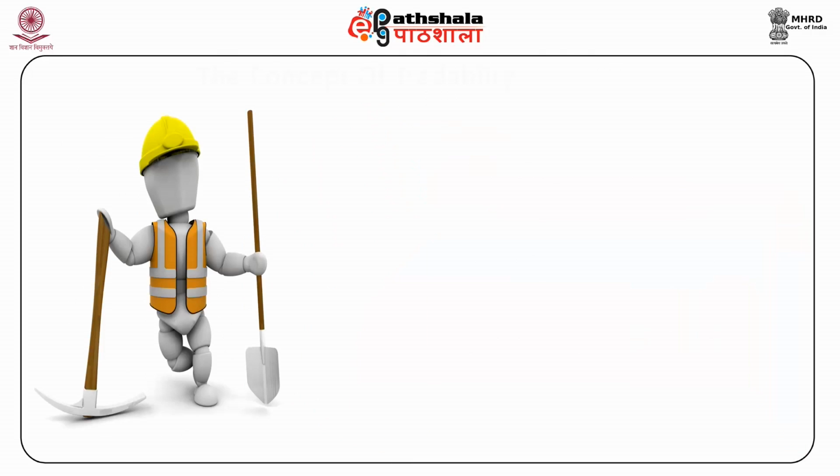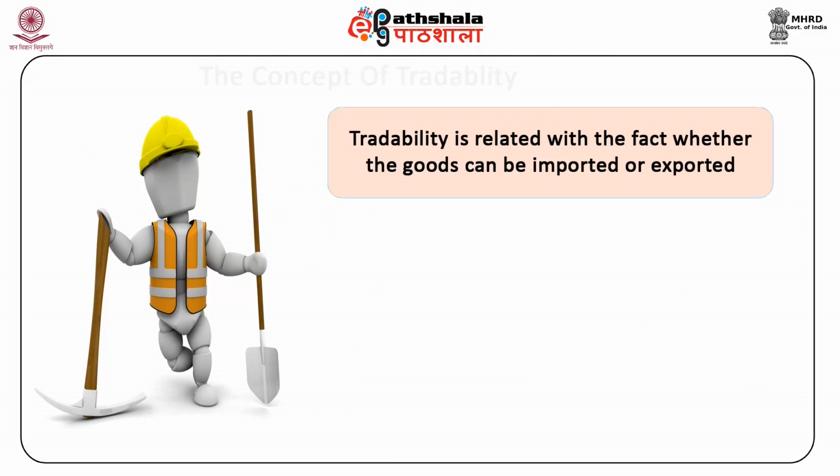The concept of tradability. Tradability is related with the fact whether the goods can be imported or exported. When any country produces in excess of its requirement, the surplus is exported. On the other hand, if there is unsatisfied demand, the shortfall is met through import of that material. A good is said to be tradable if the good can be imported instead of domestic production and can be exported instead of domestic consumption.